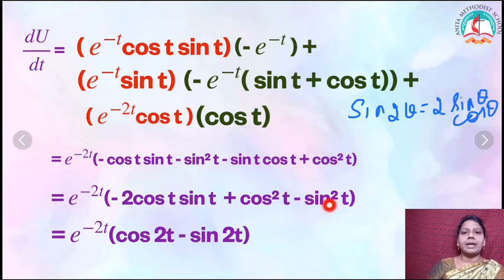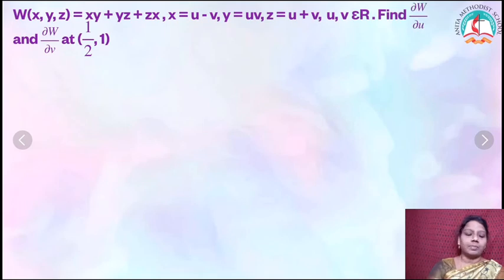And cos square t minus sin square t is nothing but cos 2t. Okay, so this is the value. Now, let me see one more problem. Here the point is given to us, 1 by 2 comma 1. So here what is given?